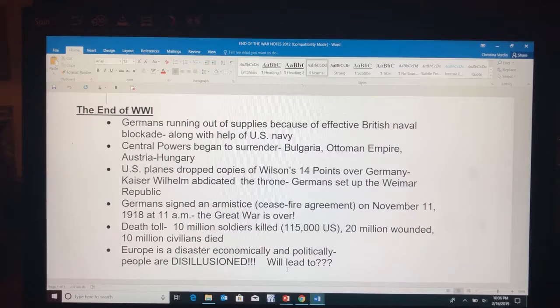And it's this republic that signs the armistice, the ceasefire, on the 11th month, the 11th day, the 11th hour in 1918, which we know as Veterans Day.